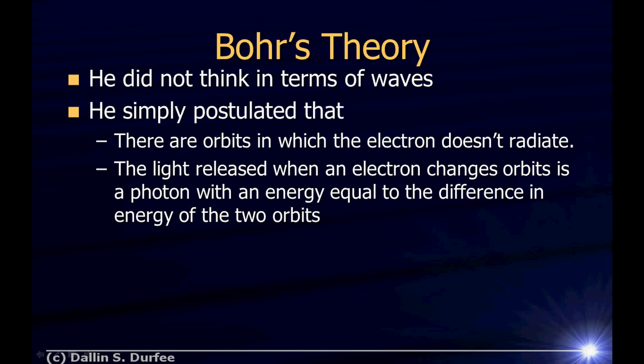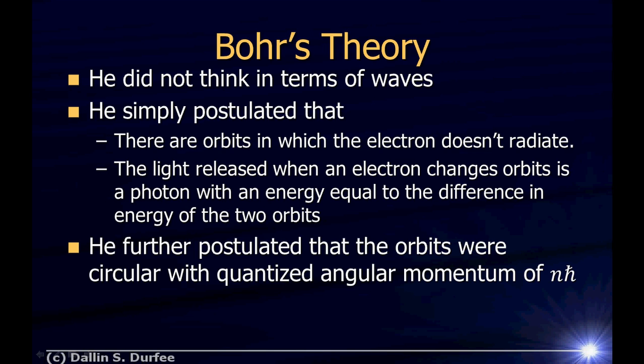And this is what he said. He postulated that there are certain orbits in which the electron doesn't radiate. So if you put the electron in a very specific orbit, that orbit will not radiate and our atoms will not cease to exist. And then he says, the light released when an electron changes orbits is a photon with an energy equal to the difference in the energy of the two orbits. So it's not light at the frequency that the electron is orbiting at, it's light at the frequency which corresponds to the energy that the photon has, and that energy is just the energy the atom lost when it went from one orbit to another.